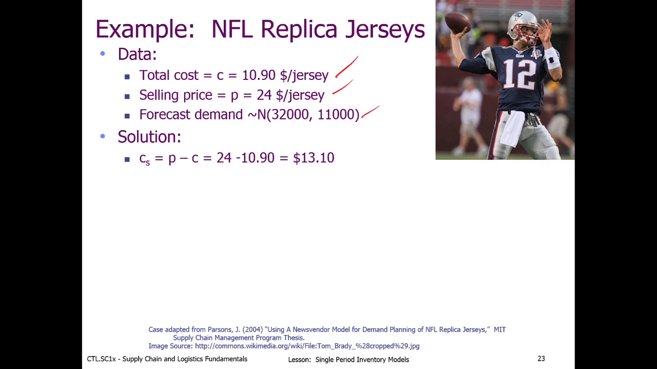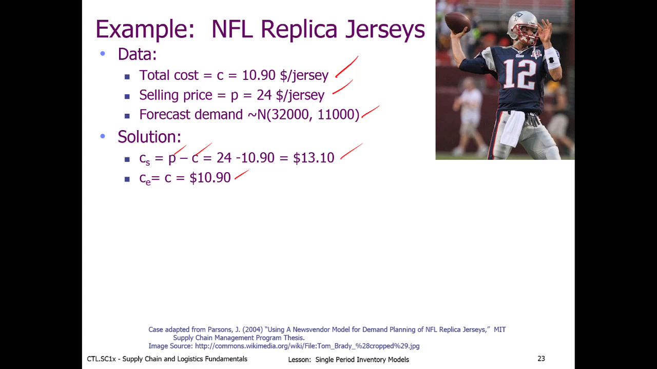So the solution, remember when we did marginal analysis, we're going to try to figure out the cost of the shortage and the cost of the excess to come up with a critical ratio. So if I have a shortage, what is my cost? Well, that's one jersey I could have sold, so I lose my margin, which is just the selling price minus the cost. 24 minus 10.90 comes out to $13.10. Then I want to look for what is the cost if I have excess, if I have an inventory of a jersey that I didn't sell. And what do I lose? The price that I paid for it, the $10.90.